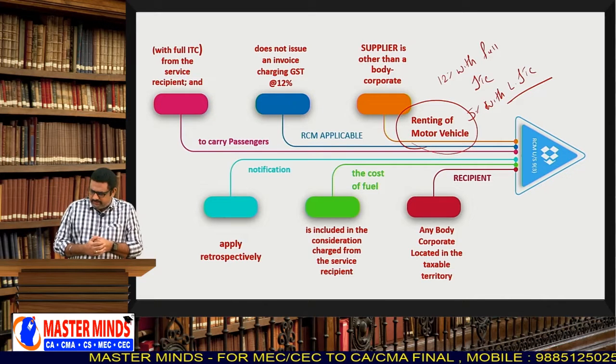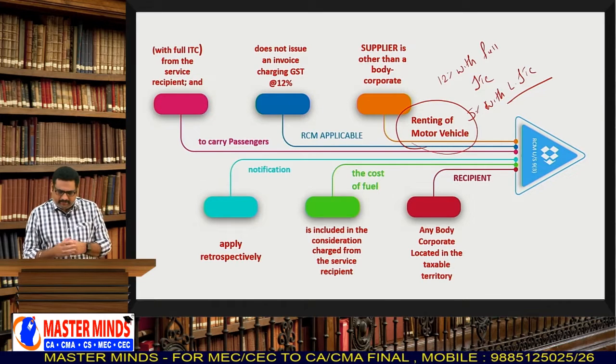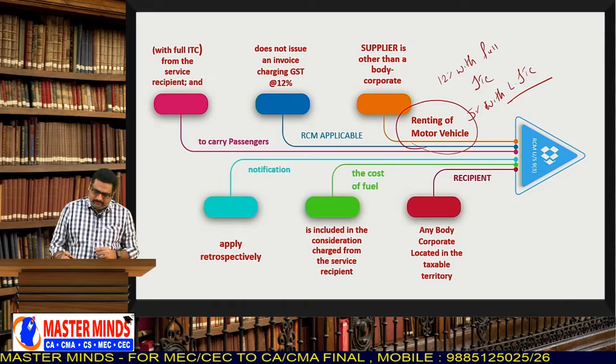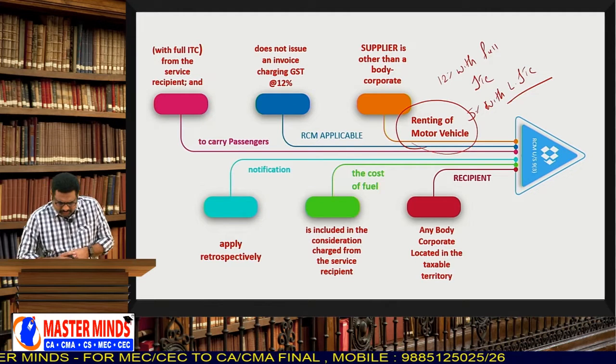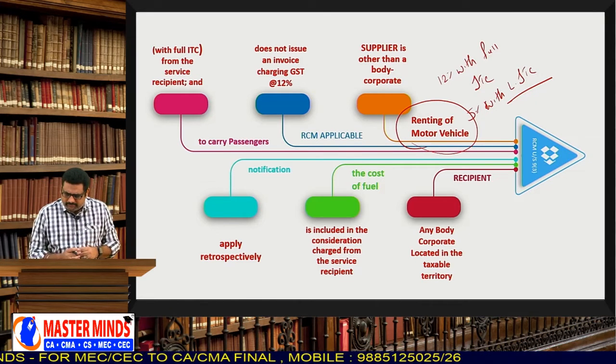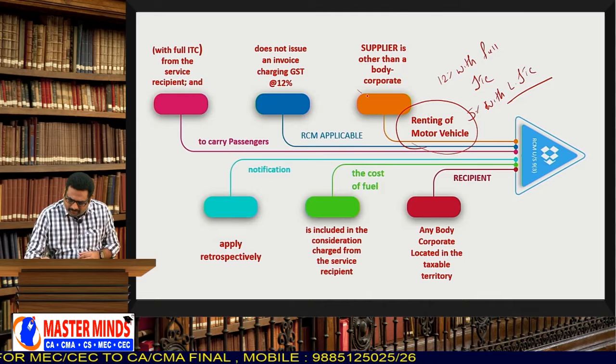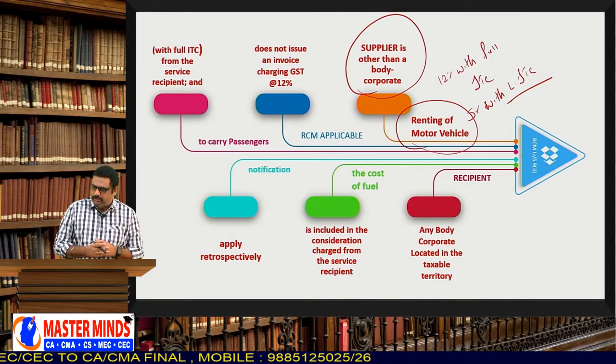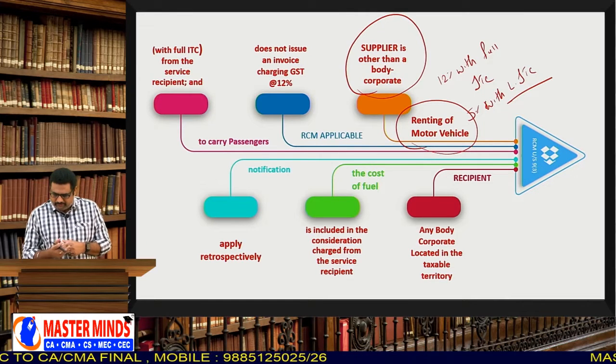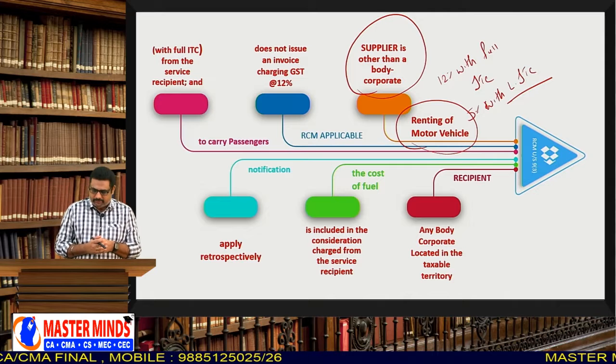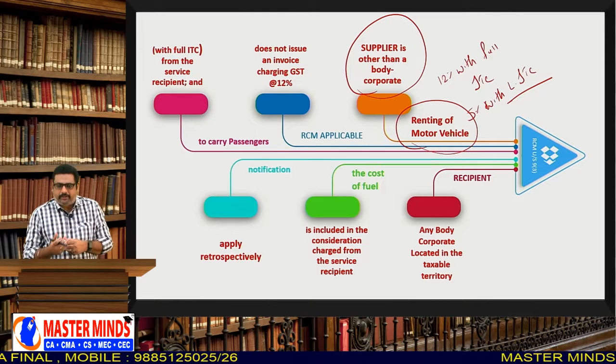Now the question is, under which circumstances is this RCM applicable? Here, the supplier is other than a body corporate. So in order to apply section 9 subsection 3 RCM, the supplier should be a person other than a body corporate.